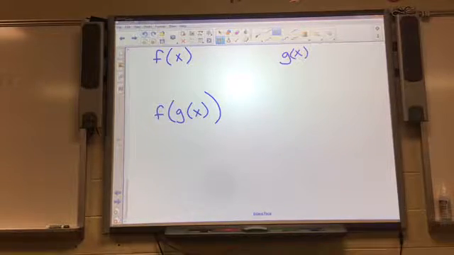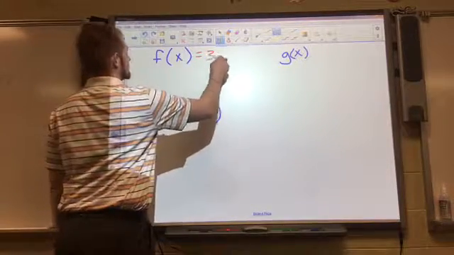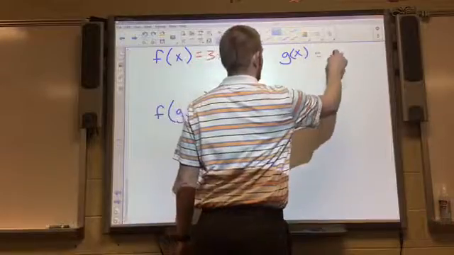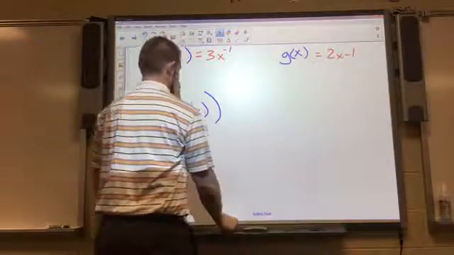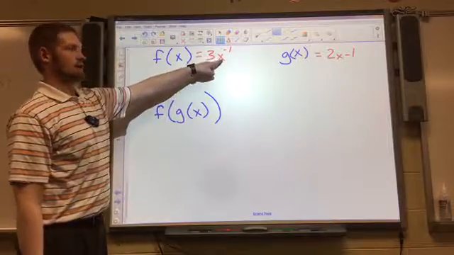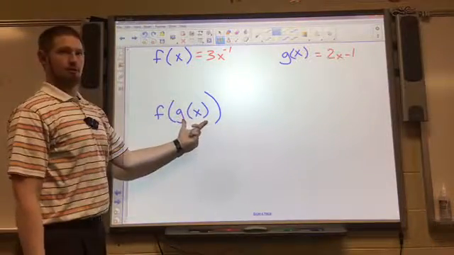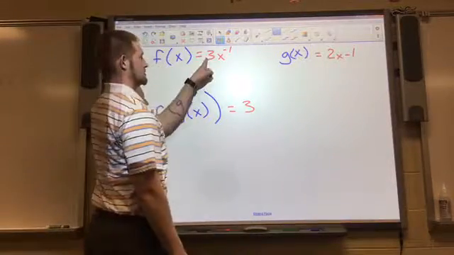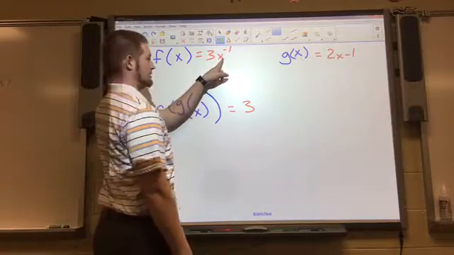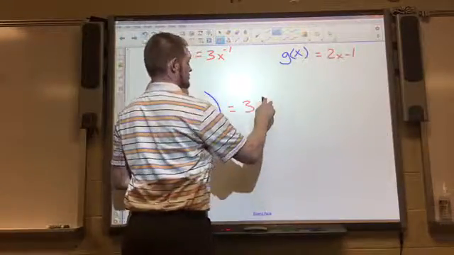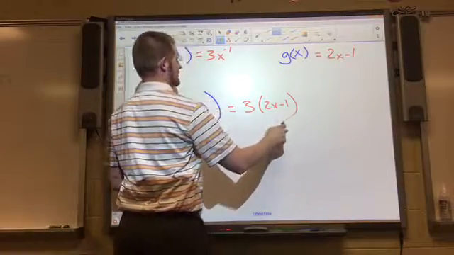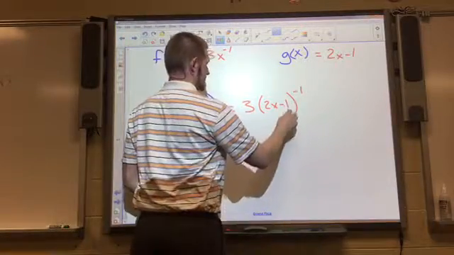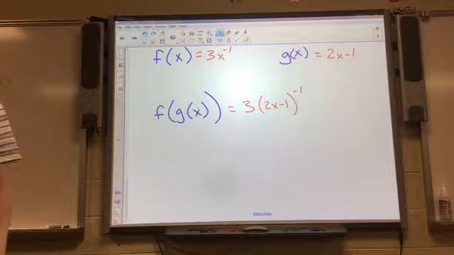So for example, if f of x is 3x to the negative first, and g of x is 2x minus 1, everywhere I see x, I actually plug in g of x, correct? So instead of being this, it's going to be 3, but then I come across an x, so I plug in 2x minus 1. Okay, that's my entire x, right? And I still need to the negative first.